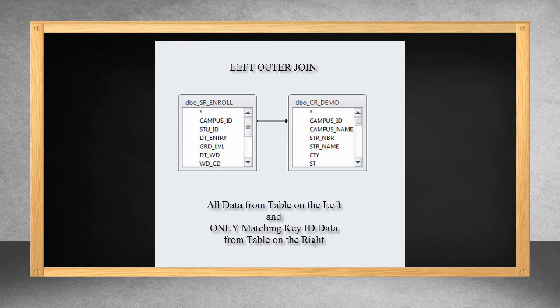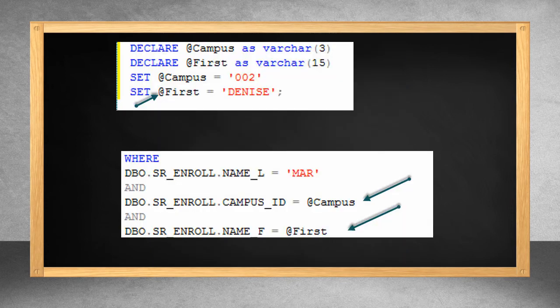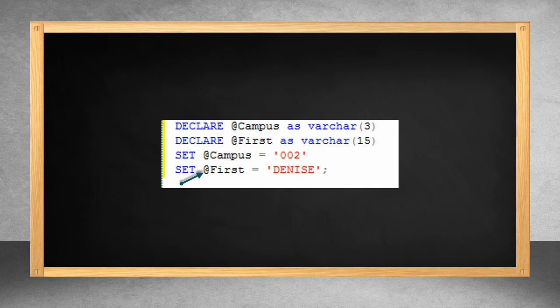A left outer join pulls all data from the table on the left and only data from the table on the right where the key IDs match. This join will pull all information from the SR enrollment table and only information from the campus demo table where the campus IDs match. You can even use variables or parameters to dynamically select the criteria you would like to pull. For example, to select information at a variable campus for a variable first name and last name MAR, you would create a query using the @ symbol for your variables or parameters.